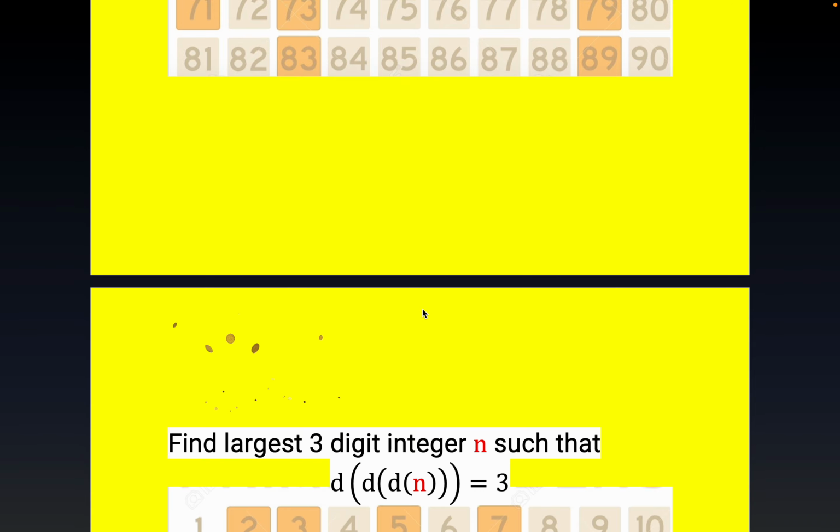Good day, everybody. We're looking for a three-digit natural number, that would be a number between 100 and 999 inclusive. Okay, so we're looking for this kind of n, and it has to satisfy this somewhat complicated nested condition.